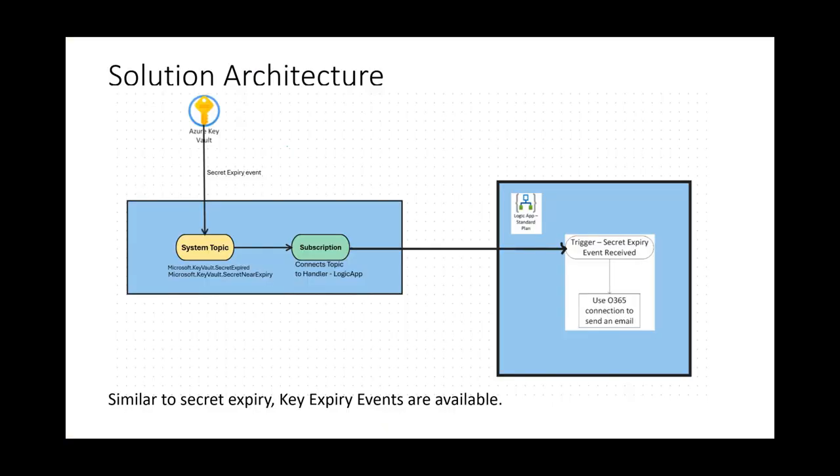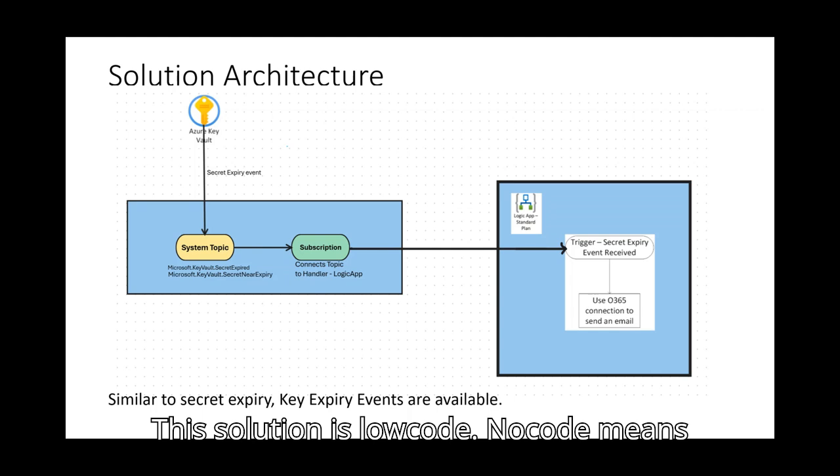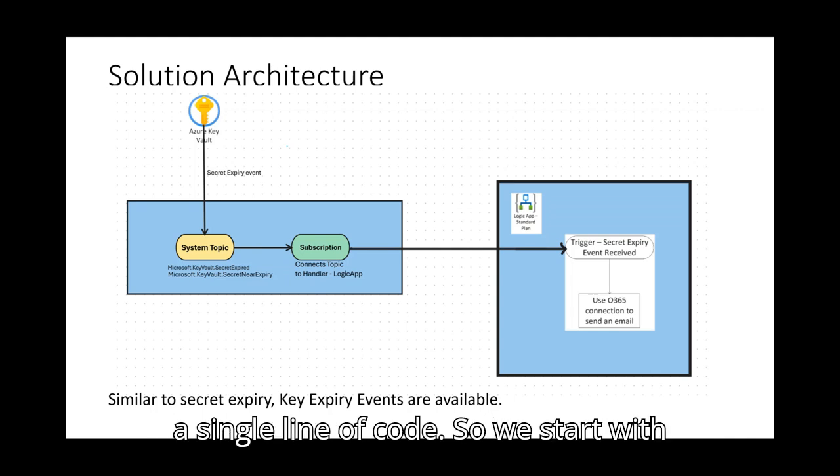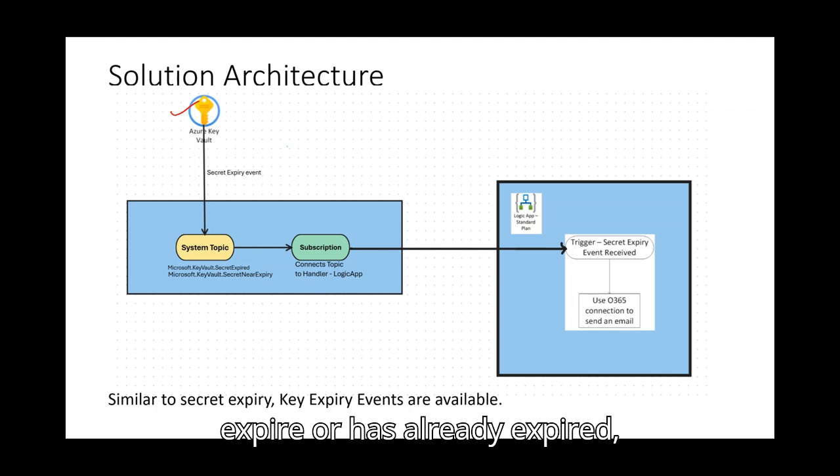So let's start. Let us look at the solution architecture. This solution is low code, no code, meaning to send email alerts when a Key Vault secret is expired, we don't need to write a single line of code. So we start with Azure Key Vault, which holds the secrets and keys. When a secret is about to expire or has already expired, Key Vault automatically raises an event. This event is pushed into an Event Grid topic. That topic will be created by us first. It is called a system topic.